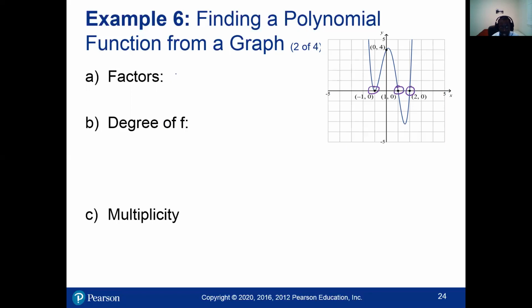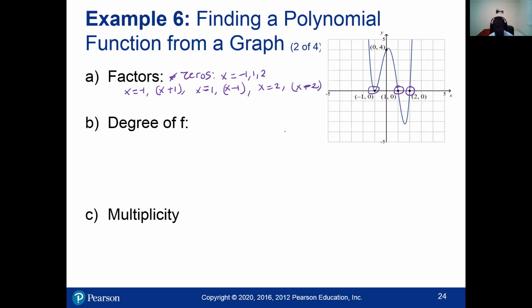So we know the zeros are x equal to -1, x equal to 1, and x equal to 2. So what are the factors? You will notice that if x is equal to -1, the factor is x plus 1. And for x equal to 1, the factor is x minus 1. And for x equal to 2, the factor is x minus 2.